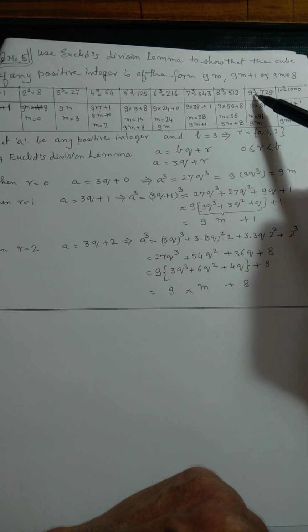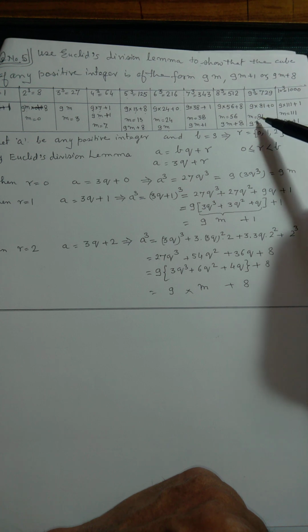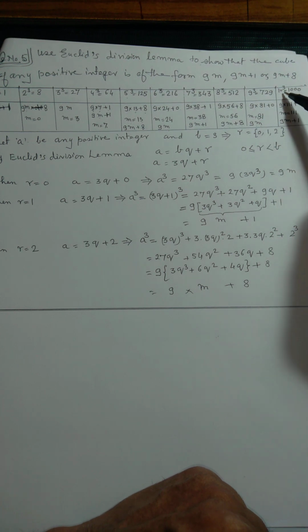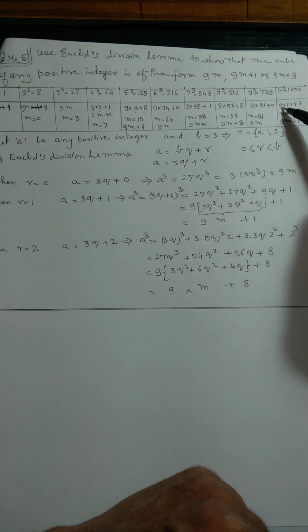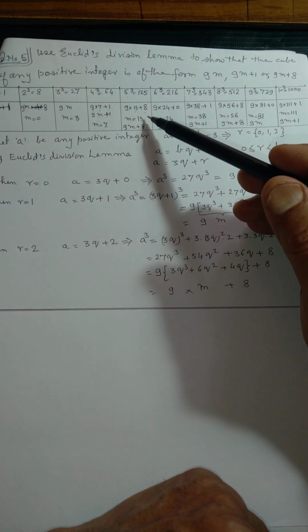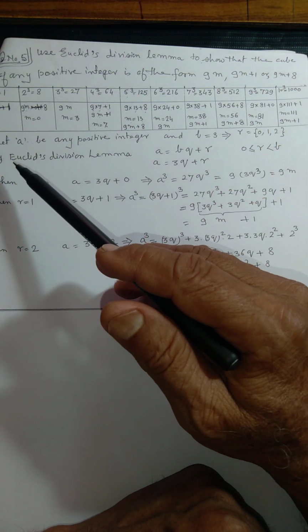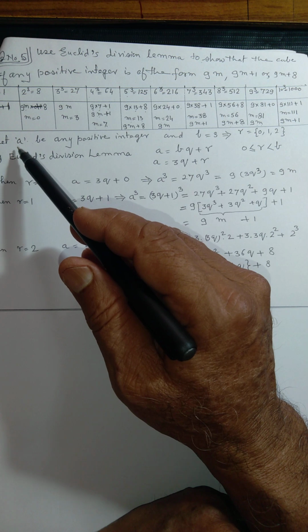Take the case of 9 cube, that is 729. It can also be expressed as 9 into 81. Here m is equal to 81, so it is in the form of 9m. You take the case of 10 cube, that is 1000. 1000 can be expressed as 9 into 111 plus 1. Here m is equal to 111, so it is in the form of 9m plus 1. Now this statement is in the form of numerical data. Let us proceed to some theoretical part of it.